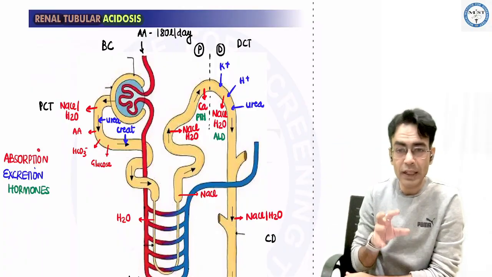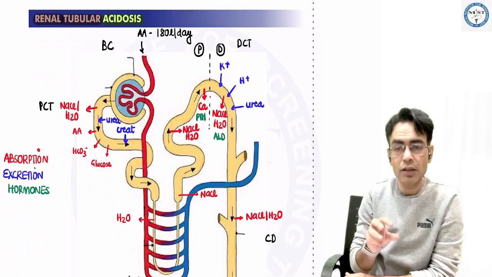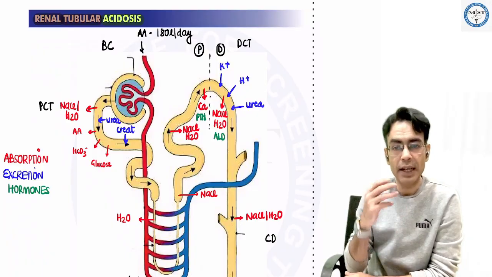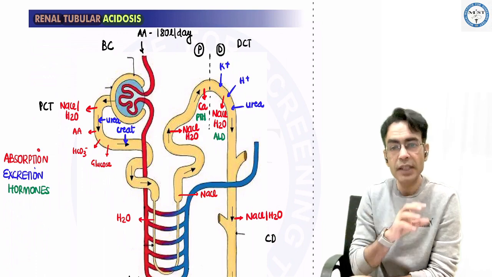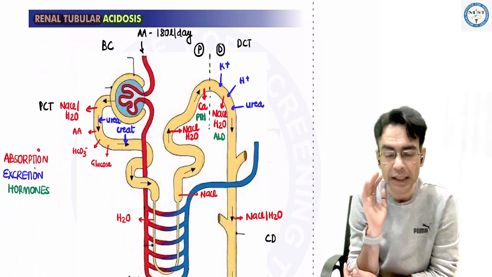Proximal में sodium chloride and water and calcium दोनों आते हैं. Distal में aldosterone is working because there is a ENaC channel, so sodium chloride and water is getting absorbed and potassium and hydrogen is getting excreted. PCT is excreting urea and creat, and urea is also getting excreted by the DCT.